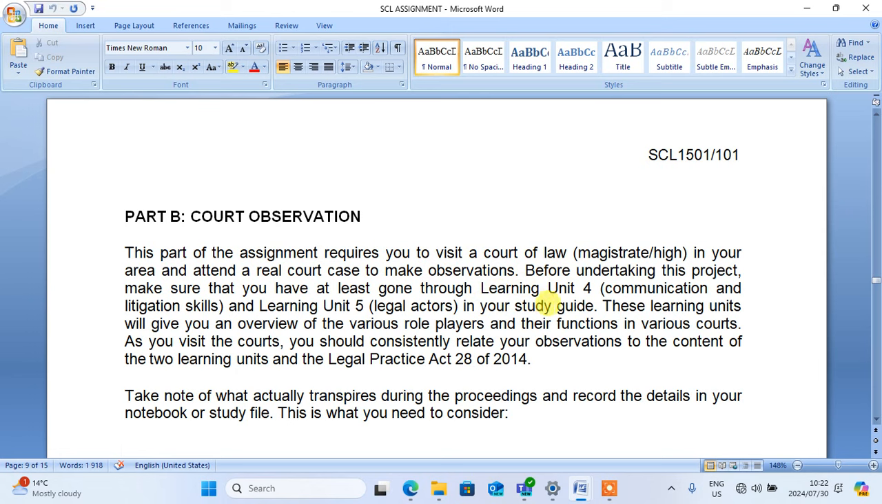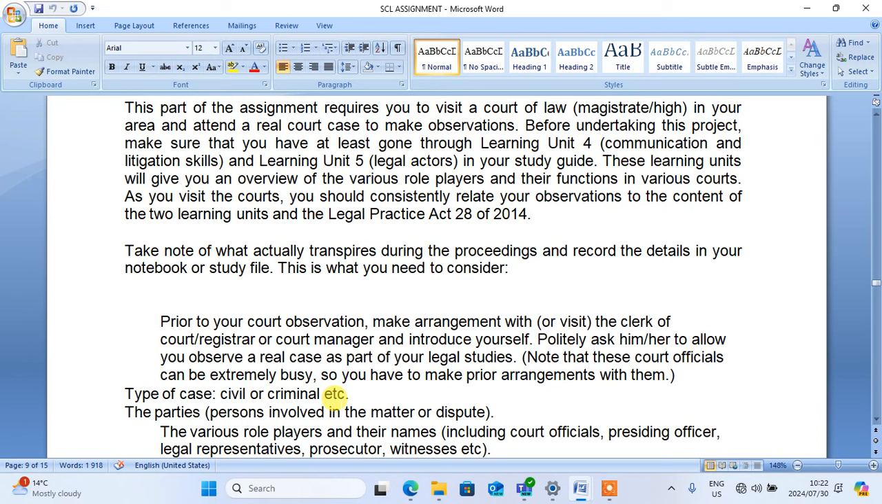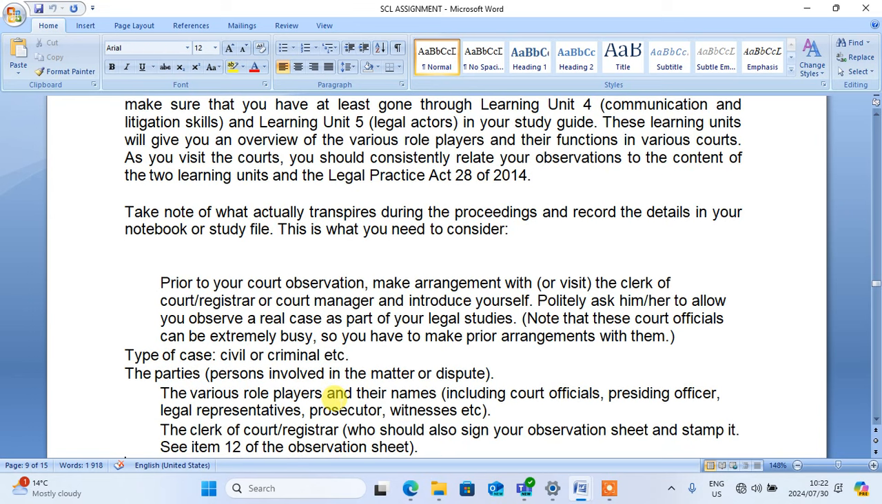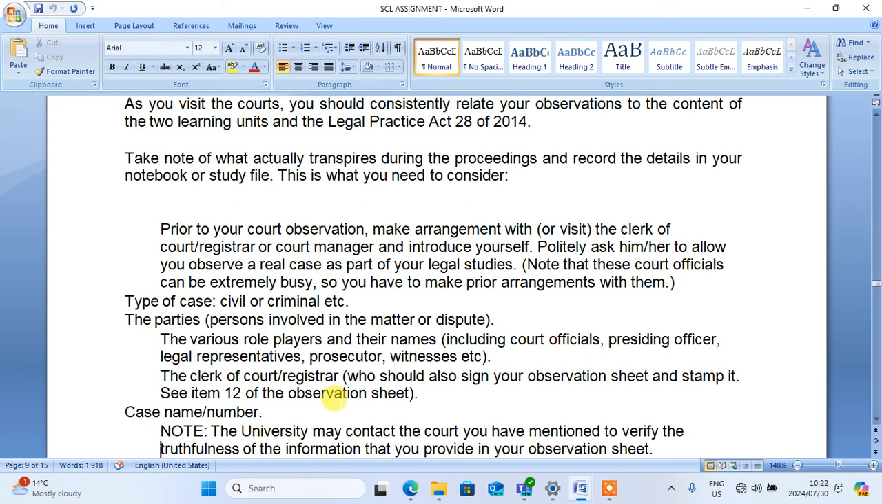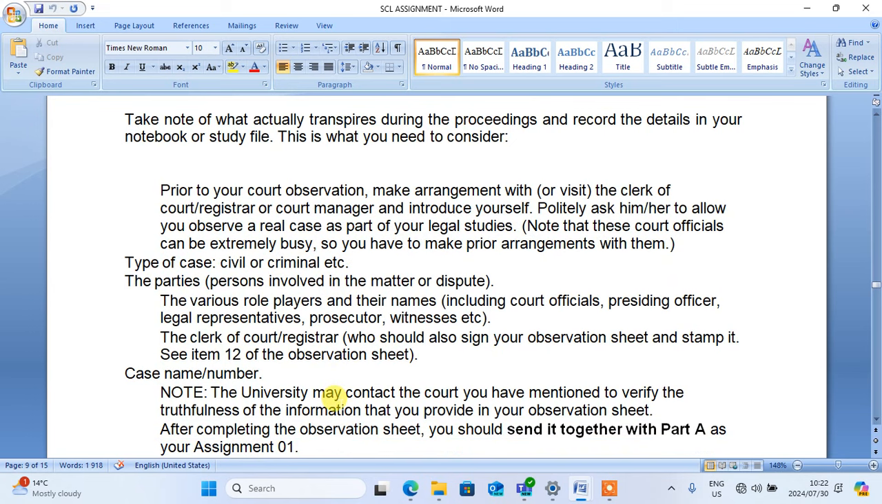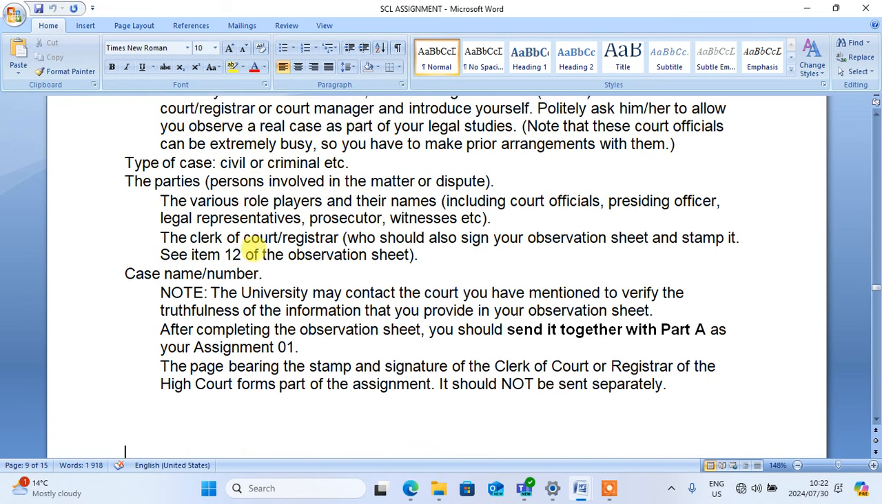So you have to study units 4 and 5 so that you go knowing, as well as the Legal Practice Act, because it is the foundation for legal practitioners. It is a guideline for legal practitioners, so you must know it. We used to go, and you had to make arrangements with the clerk or the registrar of the court.